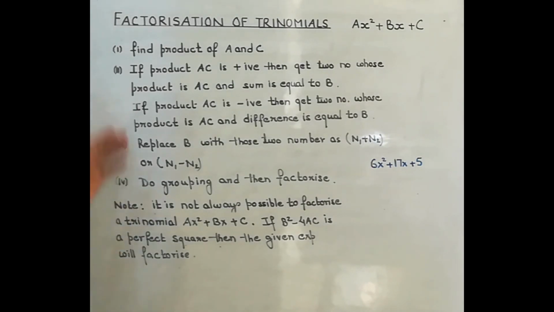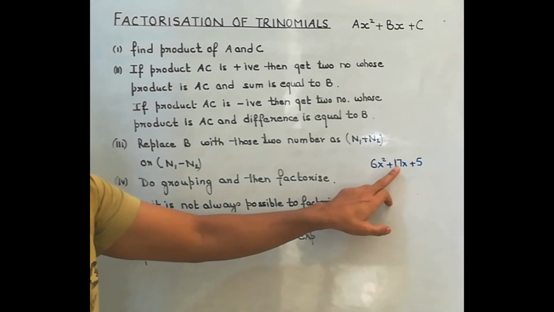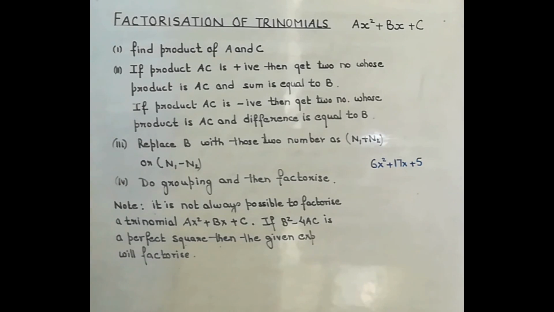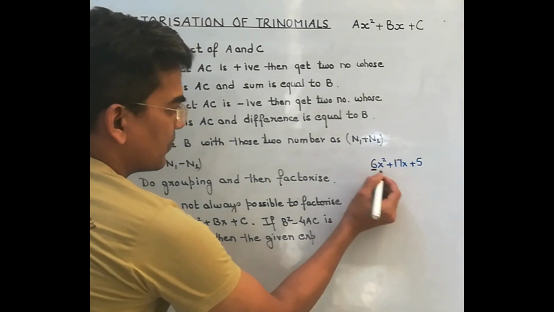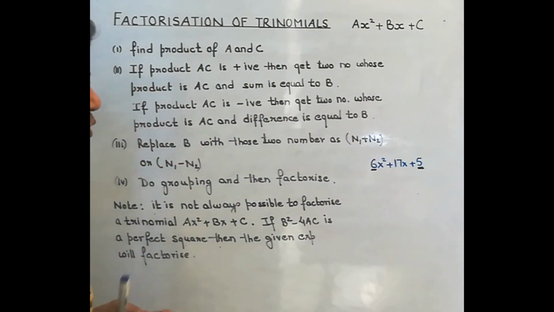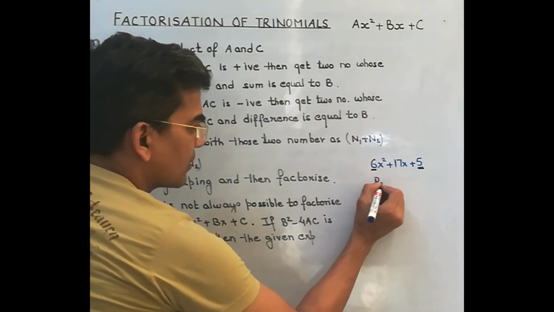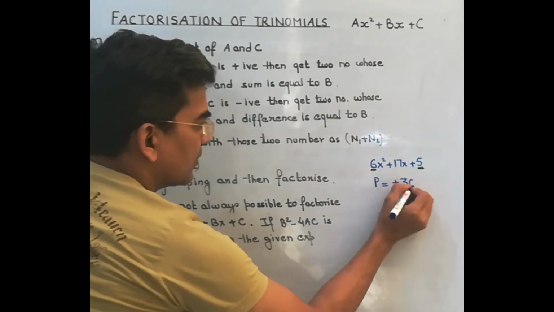Now I will explain you these rules with the help of a question. See, this is the question which is given to us in the form ax square plus bx plus c. Suppose we are asked to factorize this trinomial. The first step says that you have to find the product of a and c. So here in this question you can see this is your a, this is your c. So you will find the product of these two numbers and we will write it like this. Product is equal to plus 30.